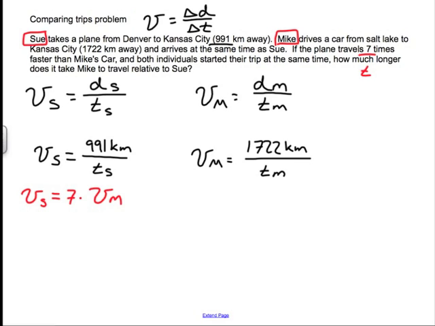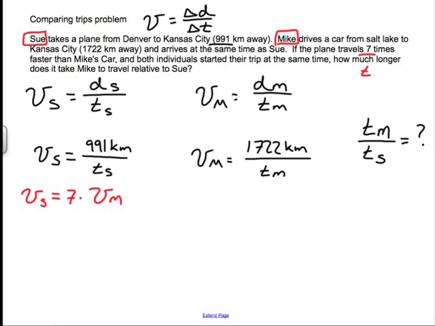Then this problem says, how much longer does it take Mike to travel relative to Sue? The interesting thing about this is wording like this usually implies that you are going to solve for a ratio. So how much longer does it take Mike? This is going to be Tm divided by Ts. So what does that equal? That is what you're being asked to find. If, hypothetically, the question mark equals 2, you would say Tm is twice as big as Ts. So that's the type of information I'm being asked for here.